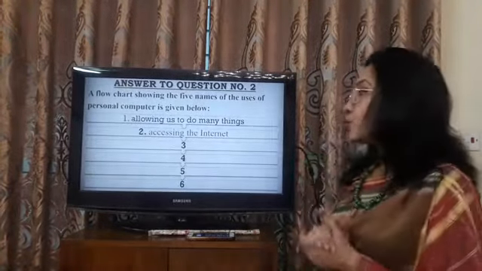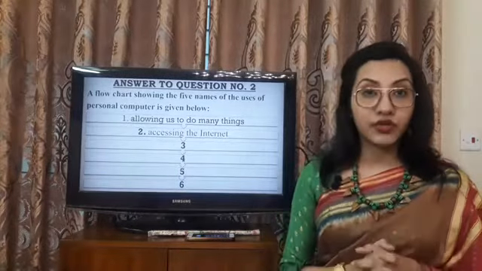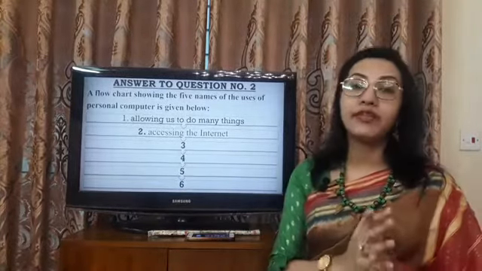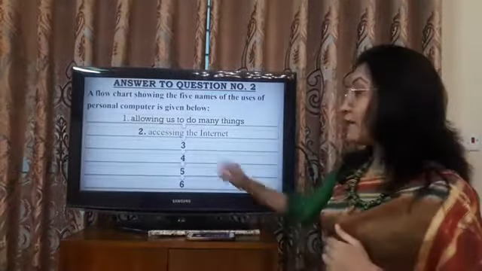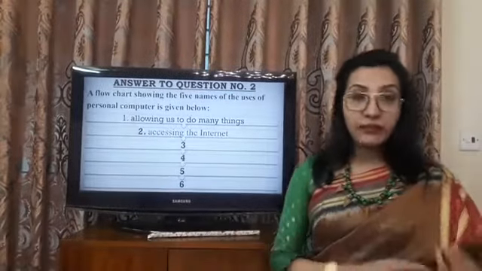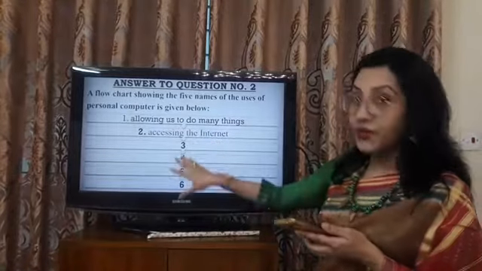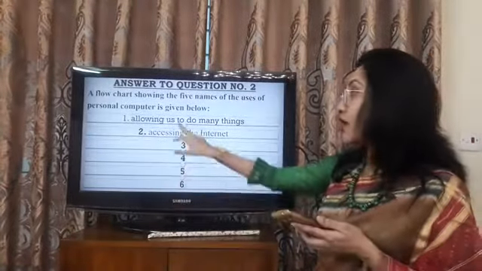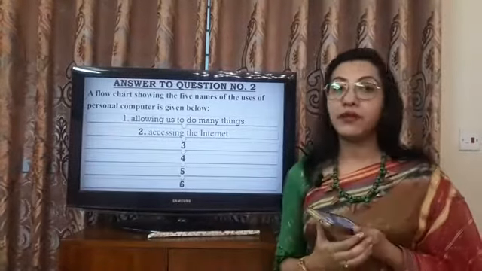So in number 2 we are going to write accessing the internet, that is the use of personal computer, the first use that we have in the passage: accessing the internet. Now what is going to be number 3? You have to do it. Number 3: fill up the box, write the information in the correct grammatical structure.